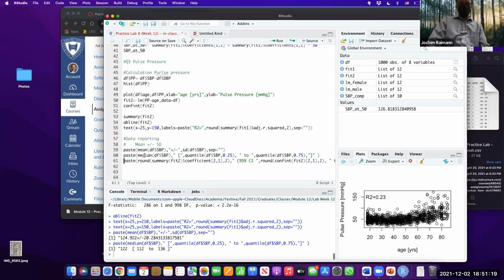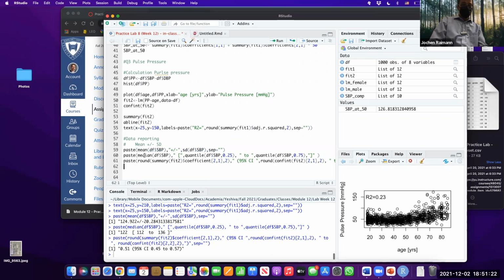And these are the ways how you can basically depict data in whatever format you want to depict it. So this is mean plus minus standard deviation. This is median plus 25th to 75th percentile. This is any estimate from a linear regression model with a 95% confidence interval, lower limit and upper limit. So this is essentially how you quickly can present this and nicely embed it in a table or in a Markdown document.